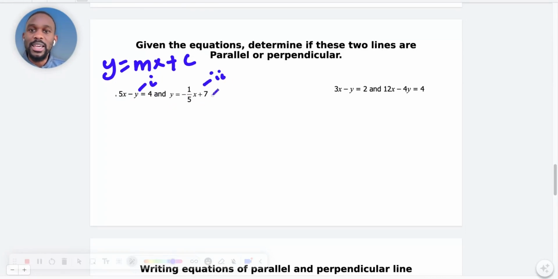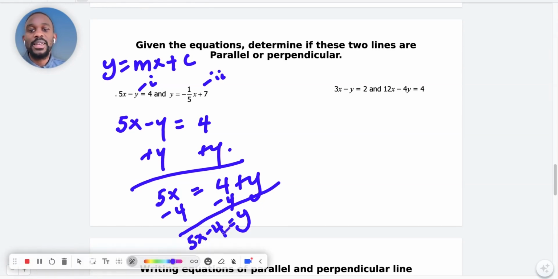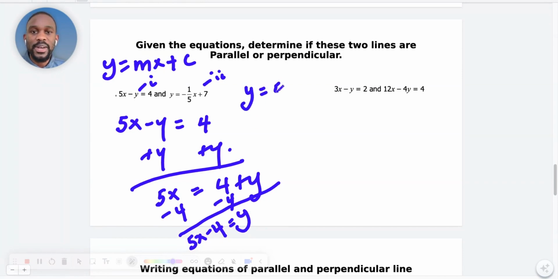Line 2 is good to go. Line 2 is in the format of y = mx + c. Line 1, on the other hand, is not. So from line 1, we have 5x - y = 4. I want to make y the subject of this equation. So I'm left with y being equal to, so 5x - 4 is equal to y. This is the same as y = 5x - 4. All right, now it's in the form of mx + c. So what's the slope of line 1? The slope of line 1 is 5.